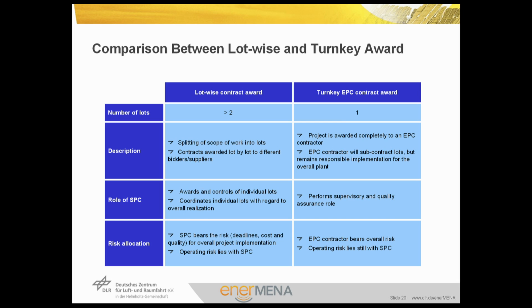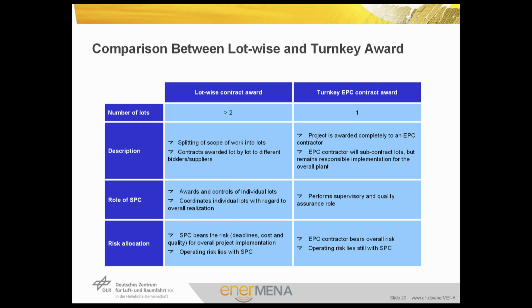For example, in the Kuraymat CSP power plant in Egypt, there is one EPC contract for the solar island and another for the power island. You could also have the real lot-wise principle, which is now handled in India. India is used to implementing the power plant in lot-wise principle in order to enable the utilities to interfere in every step of the project procurement, and subsequently it is handling all interfaces. So the description for the lot-wise contract principle is, firstly, splitting of the scope of work into lots. Secondly, contracts awarded lot by lot to different bidders and suppliers.